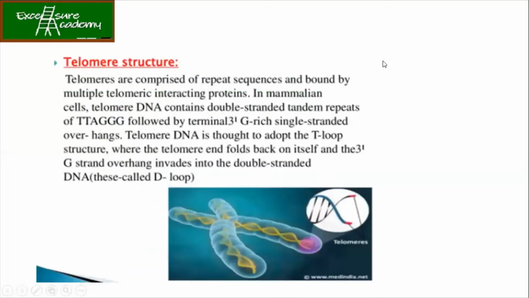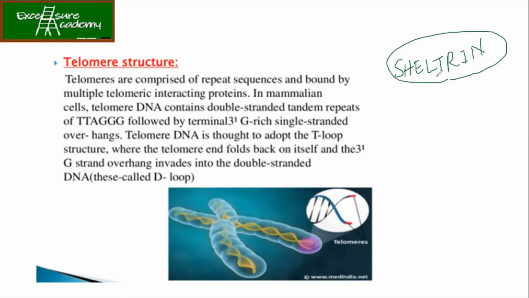Anyways, so how does your telomere structure look like? So they are composed of the repeated sequences. Okay, and they have got the telomeric interacting proteins. Now, this telomeric interacting protein is also a very important concept, and they are known as shelterin. Have you guys studied about shelterin in your college, BSc, MSc? Yes, ma'am.